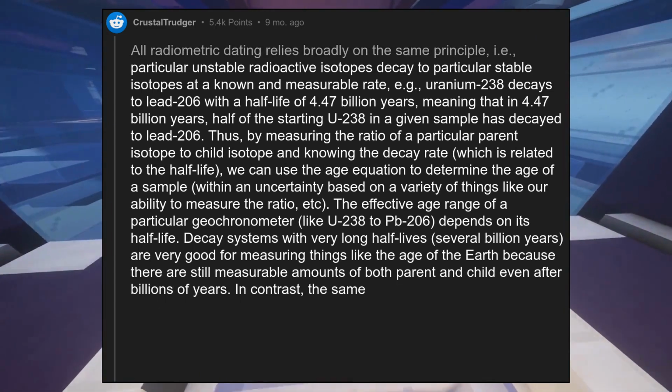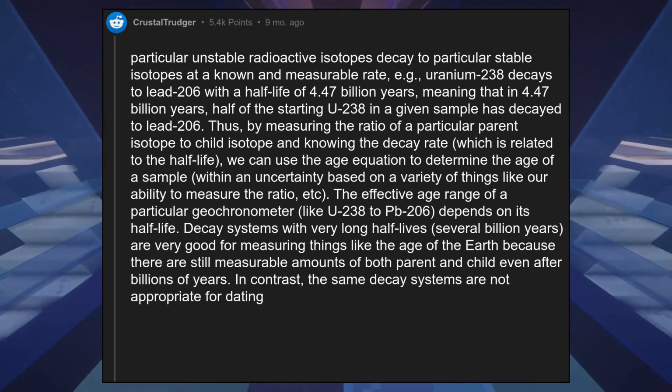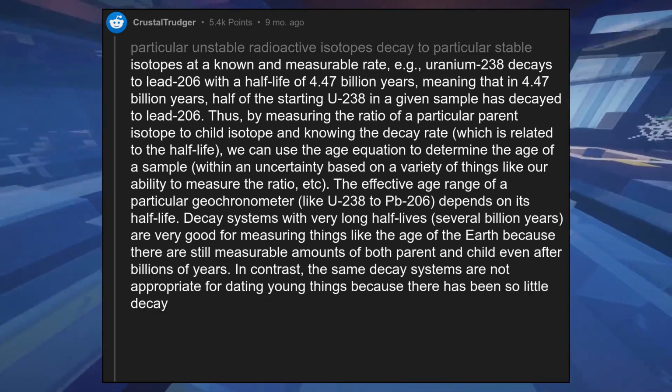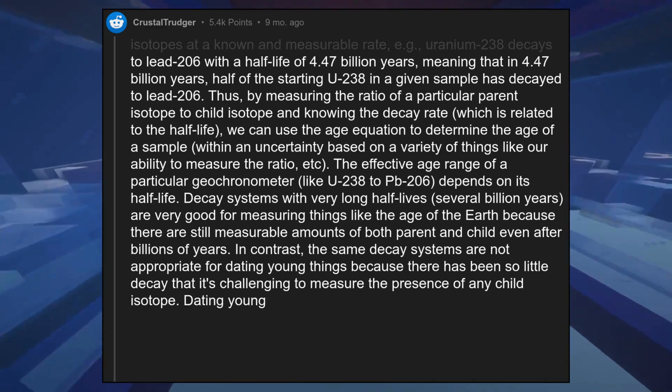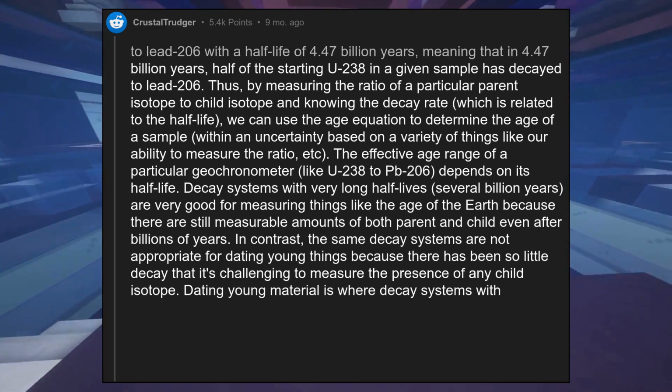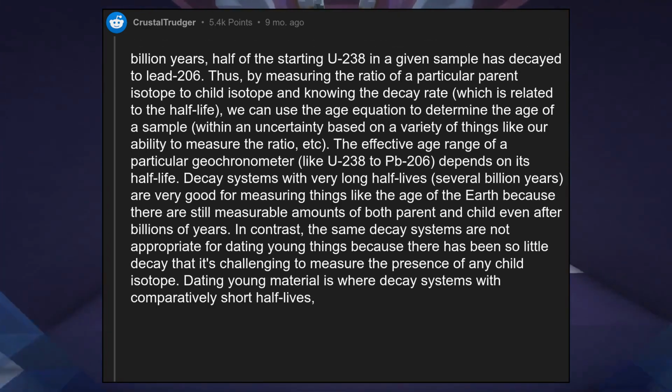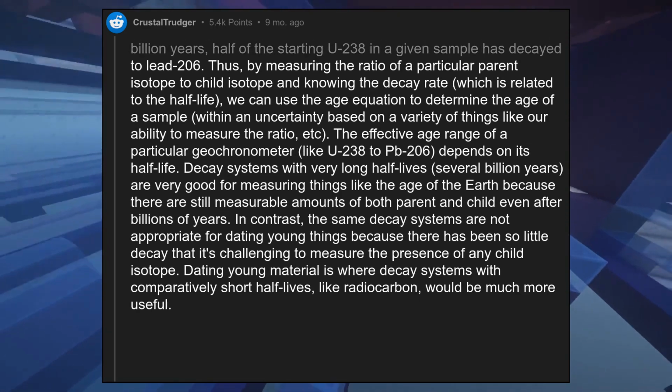In contrast, the same decay systems are not appropriate for dating young things because there has been so little decay that it's challenging to measure the presence of any child isotope. Dating young material is where decay systems with comparatively short half-lives, like radiocarbon, would be much more useful.